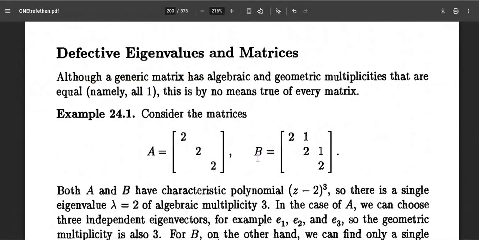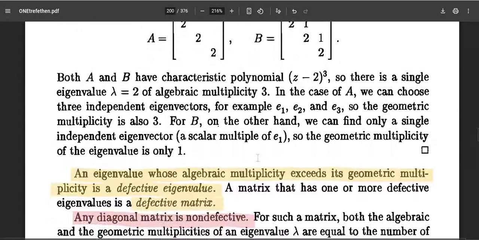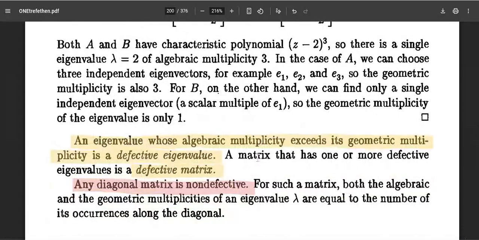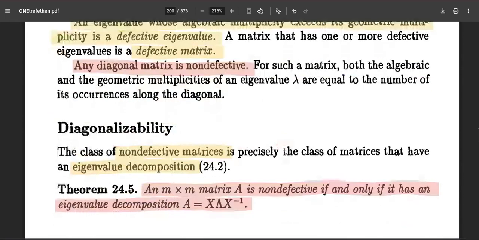So, defective eigenvalues and defective matrices. What do we mean by that? An eigenvalue whose algebraic multiplicity exceeds its geometric multiplicity is termed a defective eigenvalue, and whichever matrix has a defective eigenvalue is termed a defective matrix. A very important property is that whenever a matrix is diagonalizable, then it's non-defective. There won't be defective eigenvalues, and a diagonalizable matrix is termed a non-defective matrix.